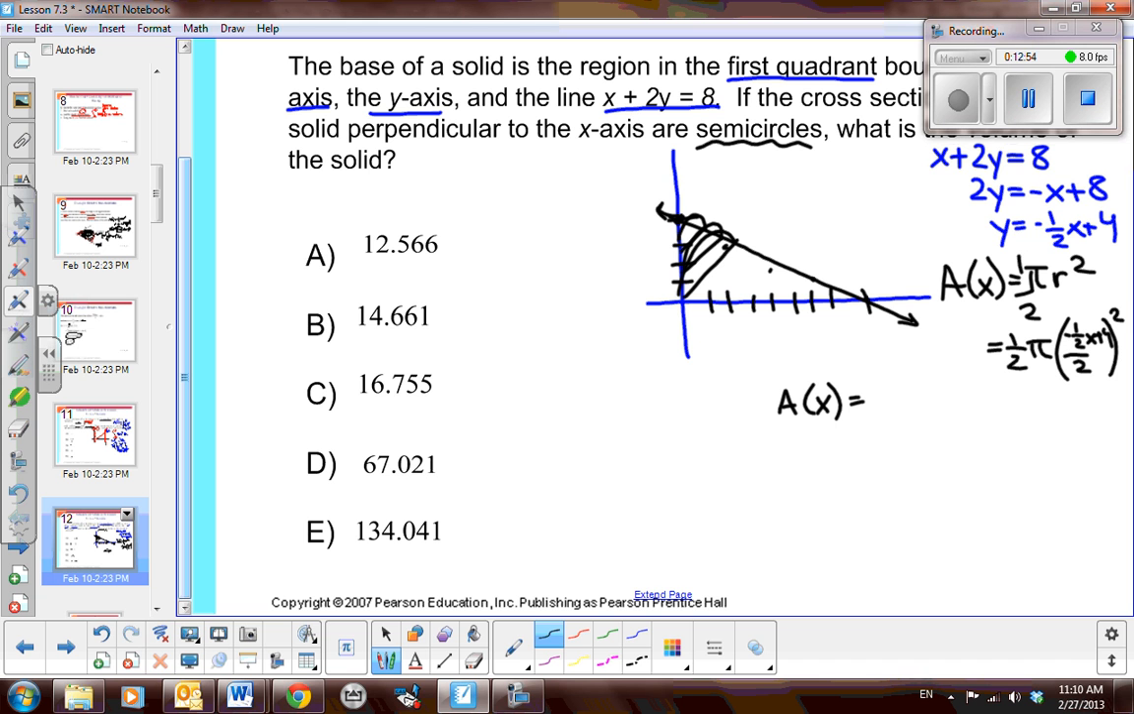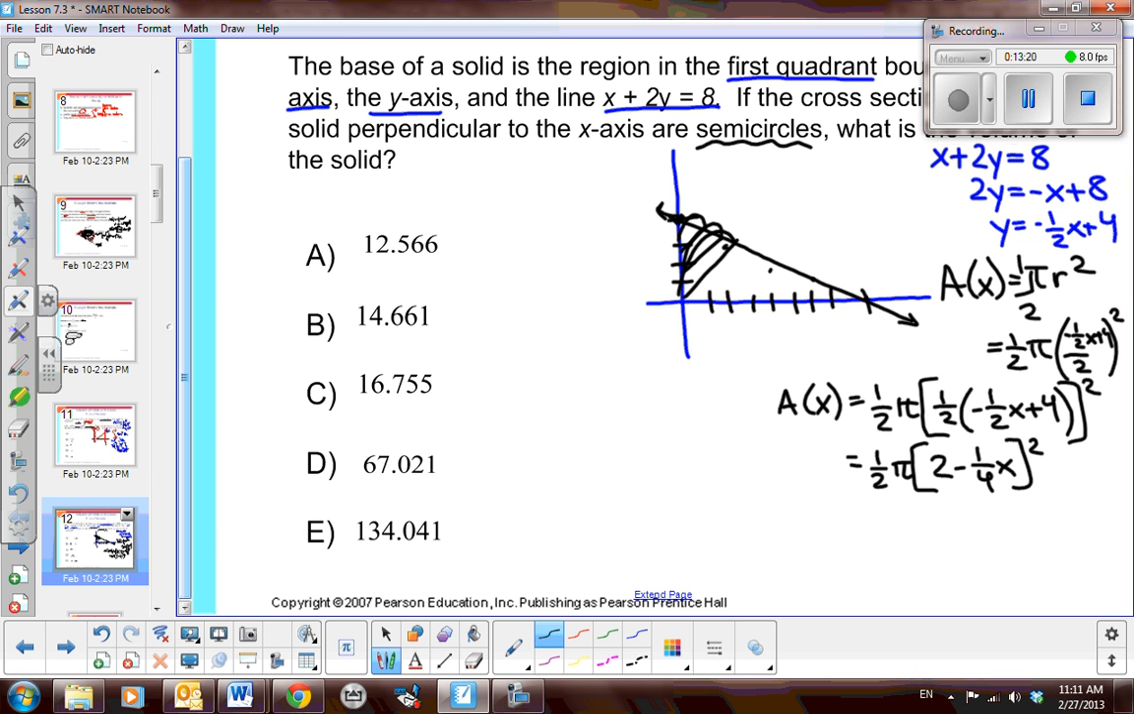So I'm going to end up with 1/2 pi. And then we basically have 1/2 times a negative 1/2 x plus 4. And then that quantity is squared. So 1/2 pi. And then we're going to end up here with 2 minus 1/4 x squared.